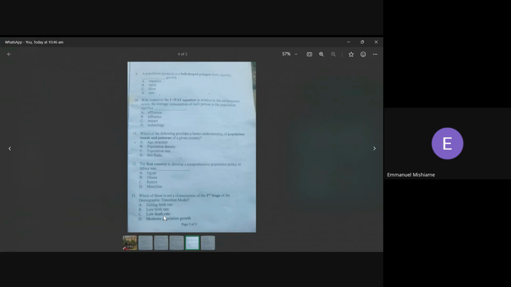Pay particular attention to the demographic transition model and Maslow's theory. Okay, go and read those ones again. I'm not saying it will come, but a word to the wise. Anyway, let's put all of these aside and go to section B. If you do one or two things, you can get something over there.